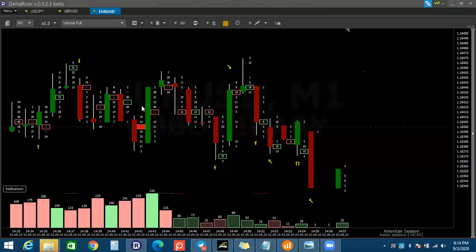This is a stop bar, am I right? Yes. But the next candle goes up, sir. Why does the next candlestick go up?